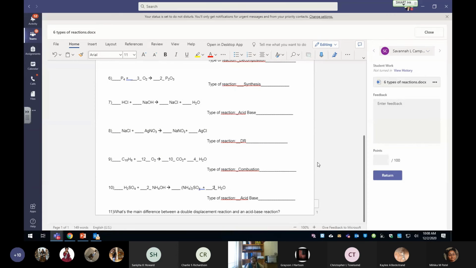What is the main difference between double displacement reaction and an acid-base reaction? In the double displacement, each side has 2 compounds, and with the acid base, the products will always be H2O and a salt. There you go. So you just write that answer, what she just said. Salt, water, product in acid base is always the product in acid base reaction.